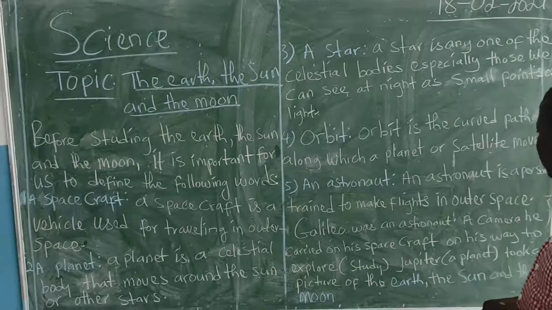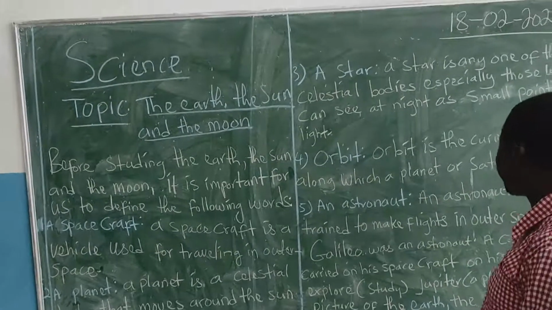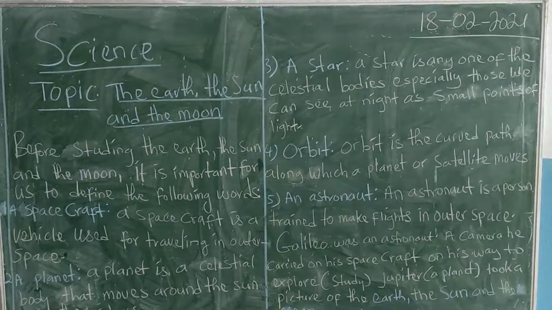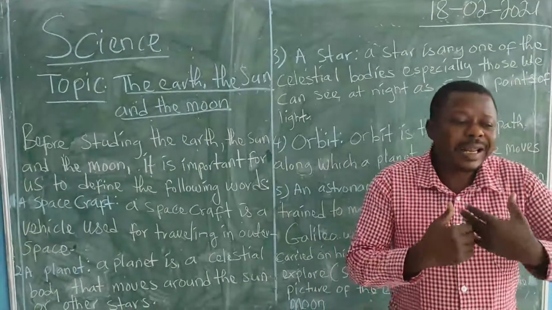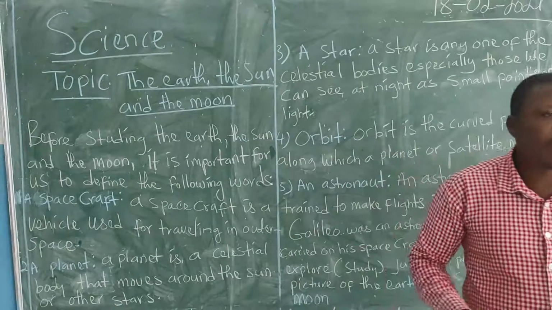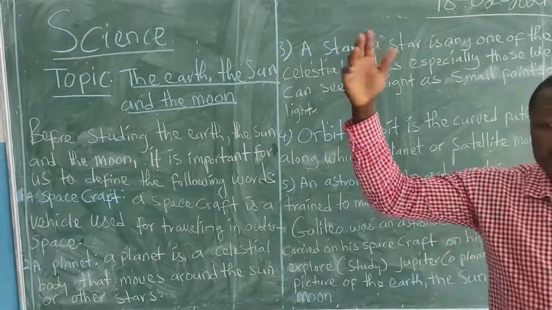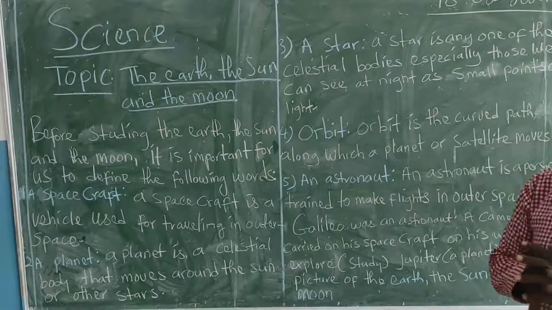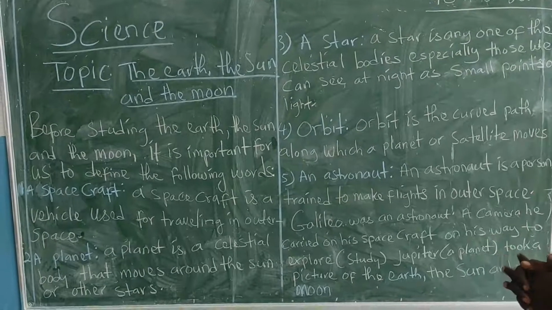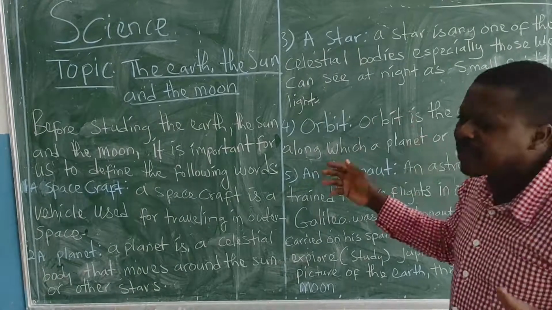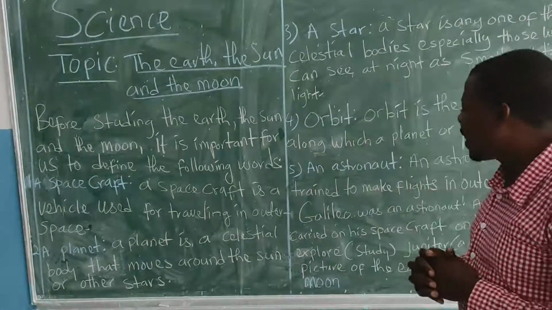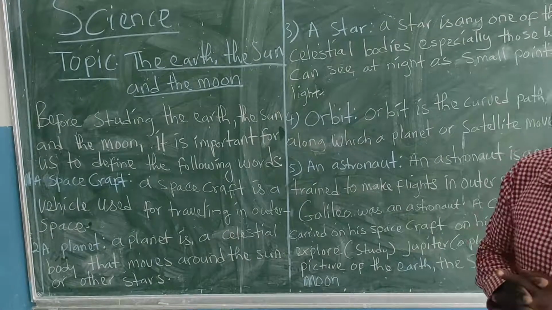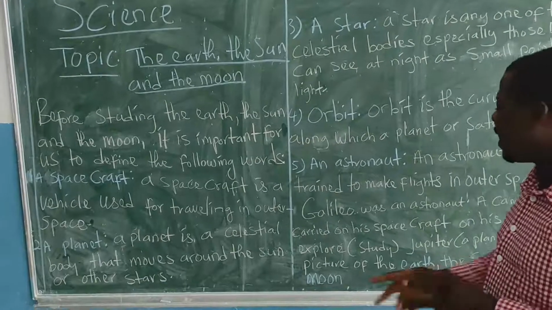We'll look at the next word, which is astronaut. An astronaut is a person that is trained to make flights in outer space. Someone who is being trained to make flights into outer space is known as an astronaut. So we will be looking at one of those astronauts. His name is Galileo.